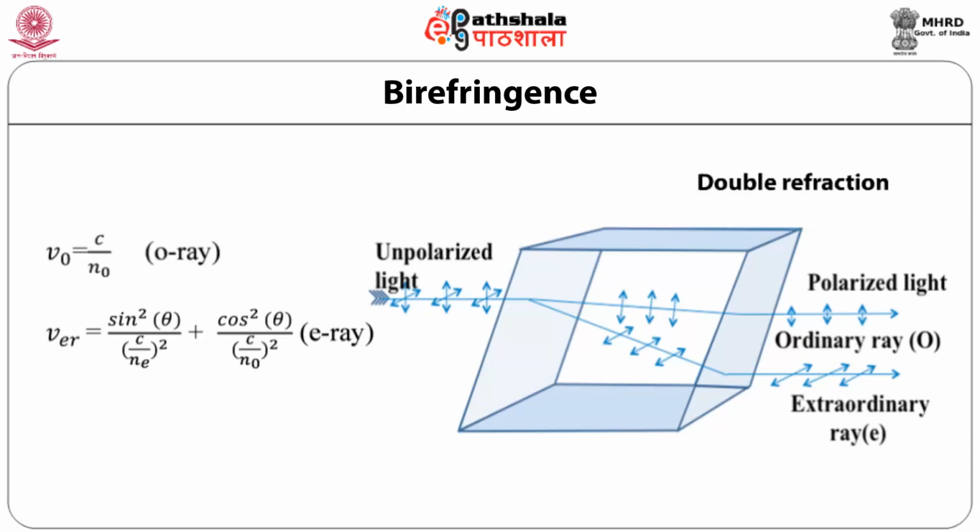Such crystals are known as uniaxial crystals, where v0 equals c by n0 for the O ray, and v equals 1 divided by the square root of (sine squared theta divided by (c divided by ne) squared plus cosine squared theta divided by (c divided by n0) squared) for the E ray, where ne and n0 are constants of the crystal and theta is the angle with the optic axis. c by ne and c by n0 are the velocities of the E ray when it propagates parallel and perpendicular to the optic axis, respectively.